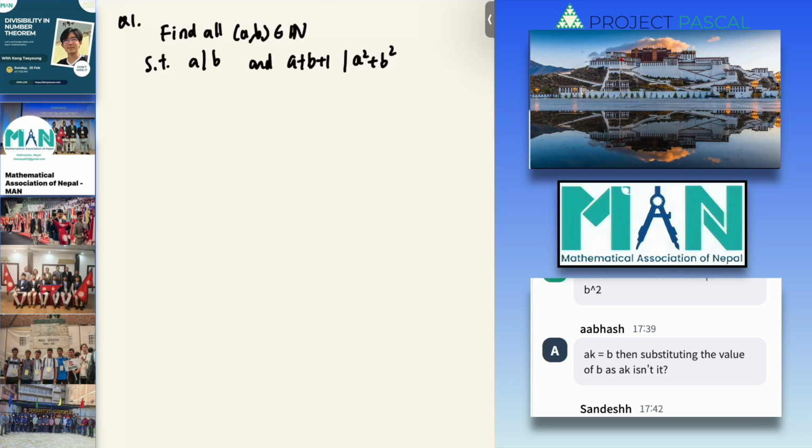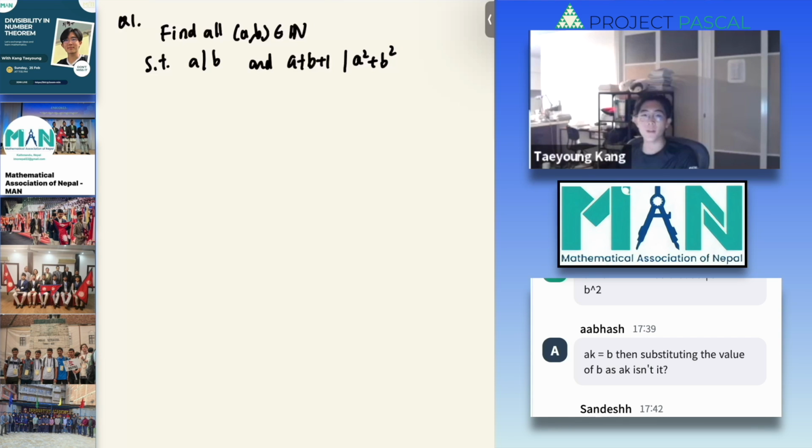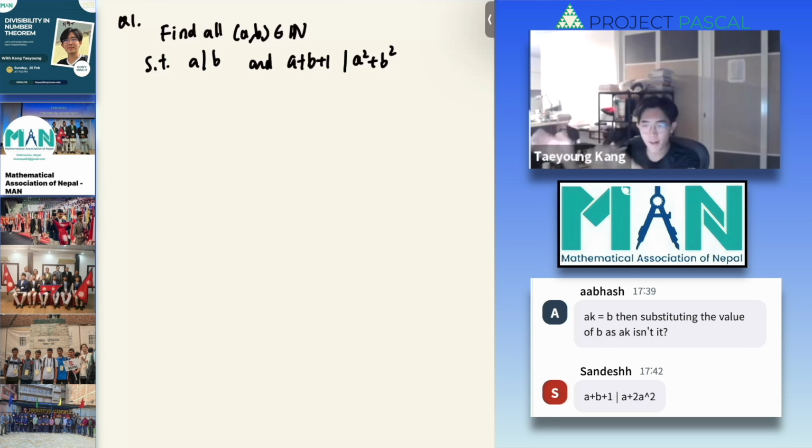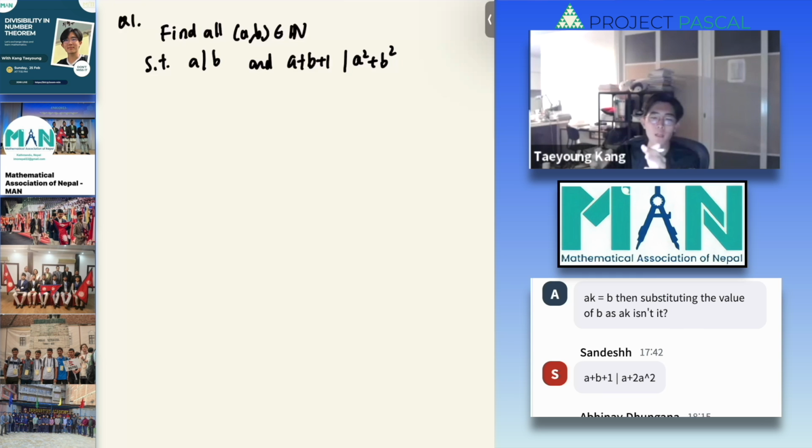Yeah, okay. That's in the correct direction. You want to bound in some way. That's another very good idea. As Sandesh pointed out, you want to try and use the Euclidean algorithm. When you see this divisibility condition, the first idea that should come to mind is maybe we want a Euclidean algorithm in some way and reduce the right-hand side to something that we can bound.